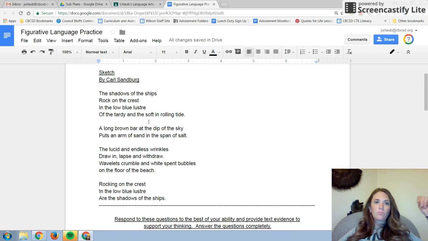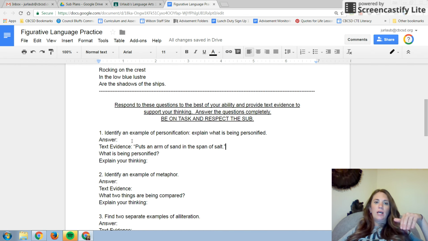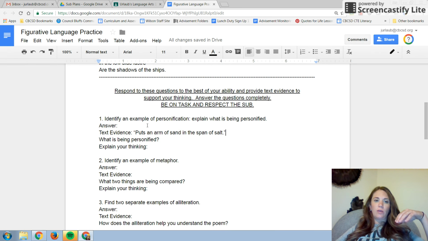Okay? So once you've read through the poem, I want you to come down here and tell me what's being personified. What is the author giving human-like qualities to? And then explain to me what's being personified. So what is the comparison? What does the author mean by "puts an arm of sand in the span of salt"?